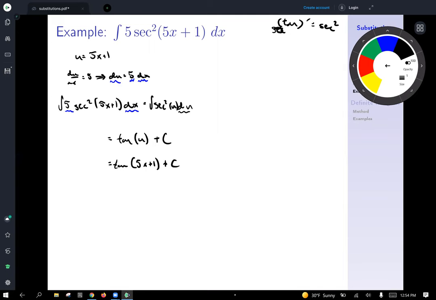Is that how you do these, or do you do them differently? Okay, that is cool. I'm gonna show you how I do it. It's different, actually. Same process, same idea, same everything. Same substitution, u is equal to 5x plus 1, a slightly different treatment of the differentials.